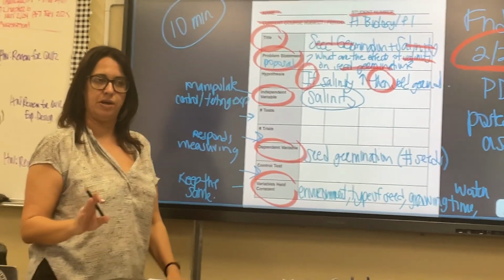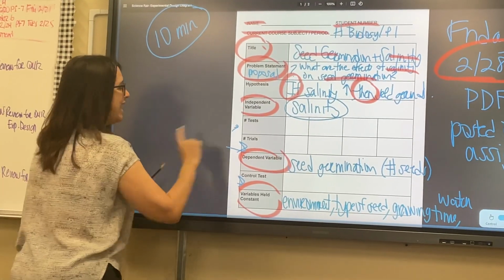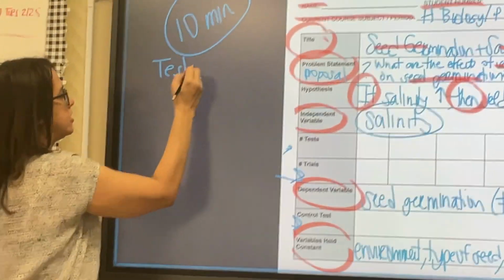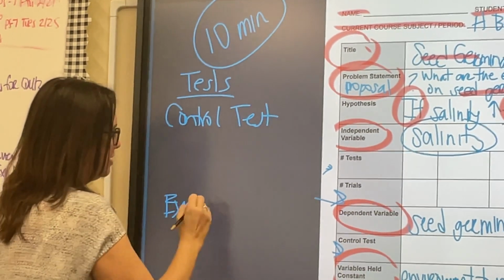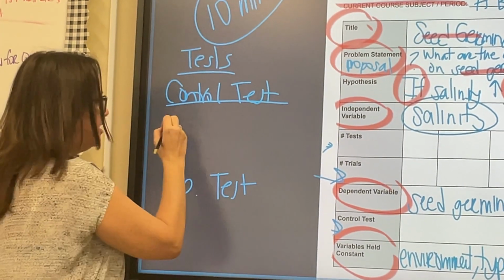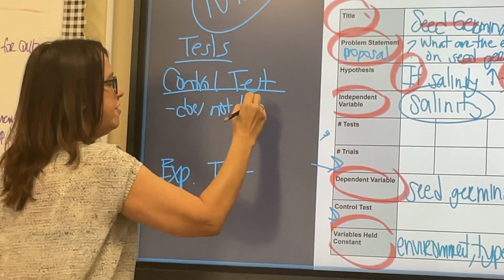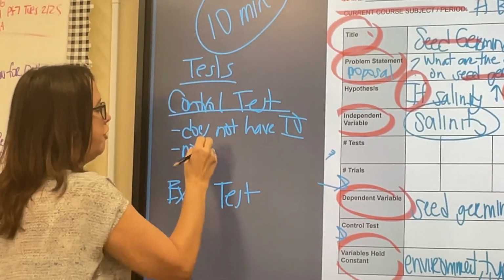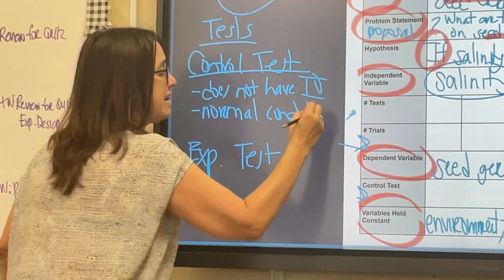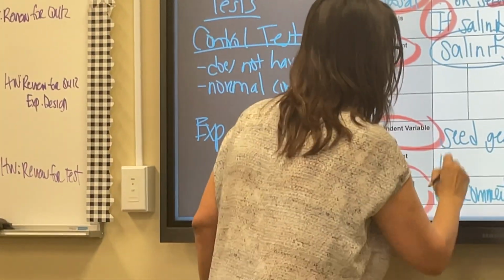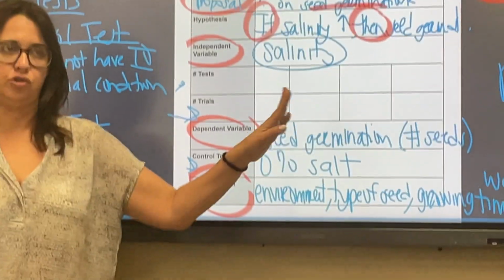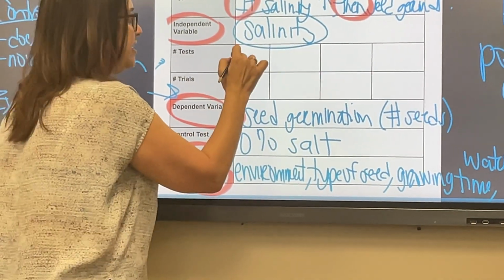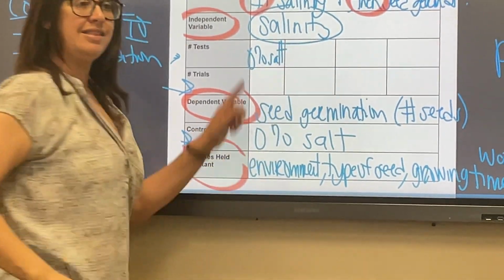So now all I'm missing is test, trials, and control tests. Do you agree with me? Okay. Test. There's two types of tests that you can conduct. Control test and experimental test. Your control test does not have the independent variable, or is what we call the normal condition. So my control test is when I'm going to grow the seeds with 0% salt. Do you understand that? I'm not going to add any salt to the seeds. So that's my control. That's one of my tests.